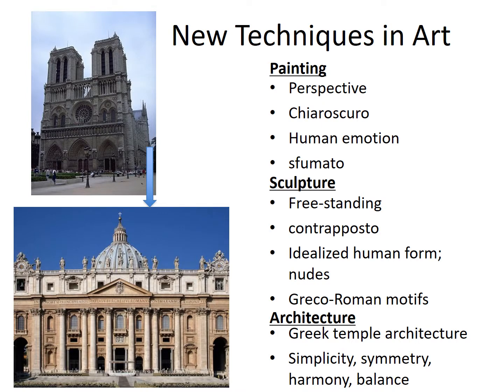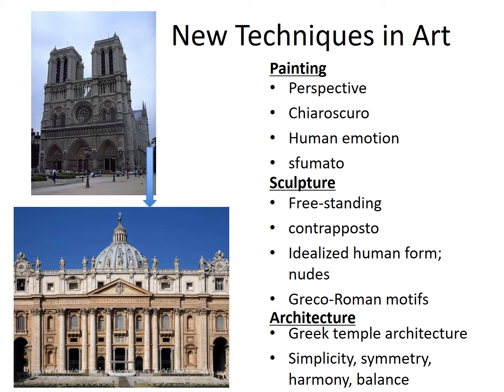New techniques in art, of course, with painting, like I said before, perspective. Chiaroscuro, using shading and light and dark to try to create depth to a painting. Human emotion being portrayed on the faces, almost seeing movement in the painting as a result of these kinds of techniques. Of course, sfumato, meaning again more of the softening and shading and use of lights and darks, along with chiaroscuro to create depth to a painting.